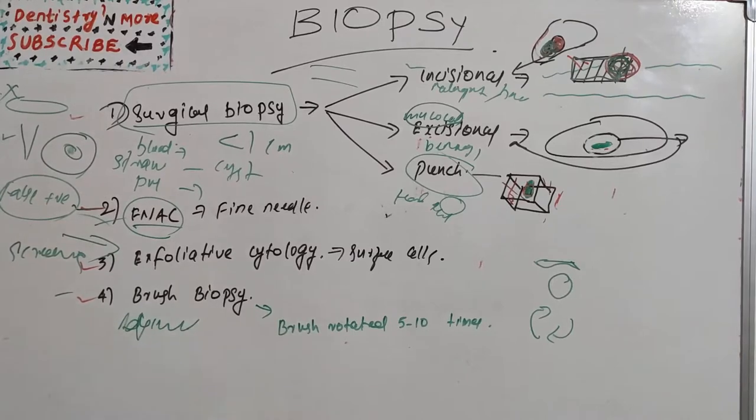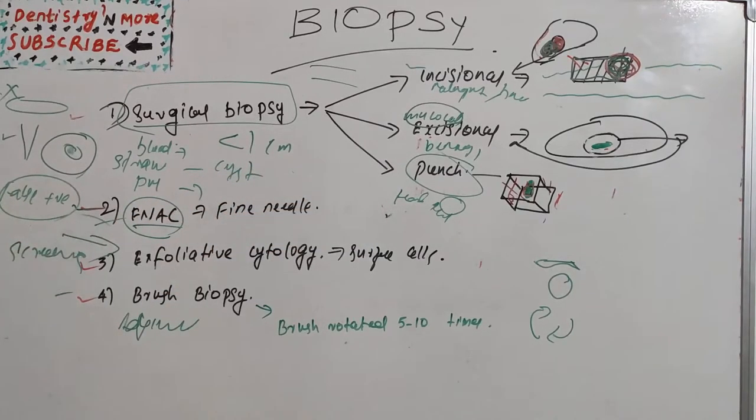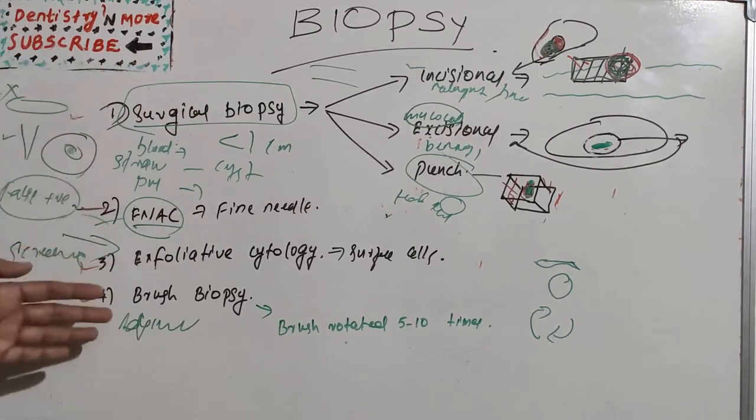Okay, so these are the basic types of biopsy: surgical biopsy, which includes incisional, excisional and punch biopsy, then FNAC, exfoliative cytology and brush biopsy. So what are the problems of biopsy? There are lots of dangers associated with biopsy, such as spreading of infection. Hemorrhage is a big problem, there are chances of infection, and there will be operative trauma. So that's all about biopsy. I discussed surgical biopsy, FNAC, exfoliative cytology and brush biopsy.